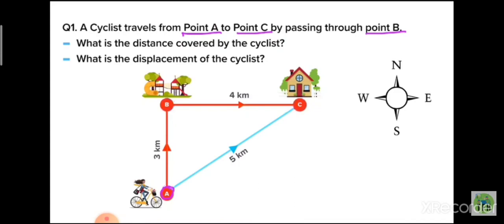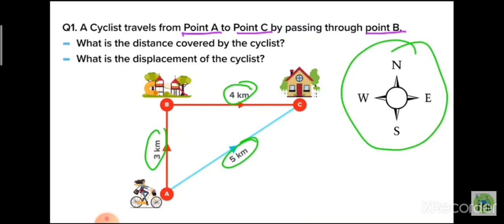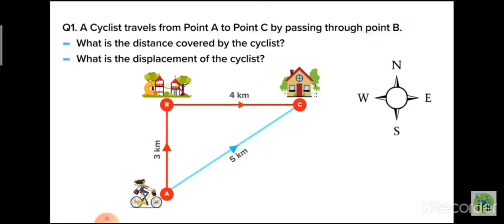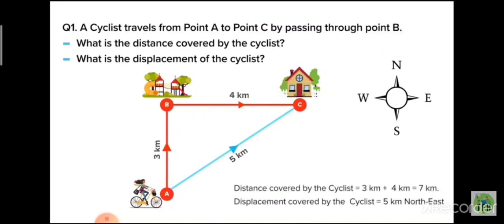Now you have to tell what is the distance covered by the cyclist and what is the displacement of the cyclist. You have been given the distances, that is 3 kilometers, 4 kilometers, 5 kilometers, and also the directions north, south, east and west. So you can solve this question in your notebook and your answer should look like this. Distance covered by the cyclist is equal to 3 kilometer plus 4 kilometer is equal to 7 kilometer. And displacement of the cyclist is equal to 5 kilometer northeast.